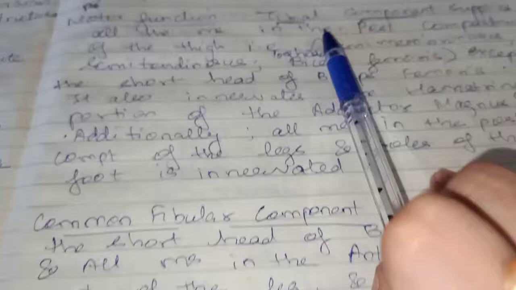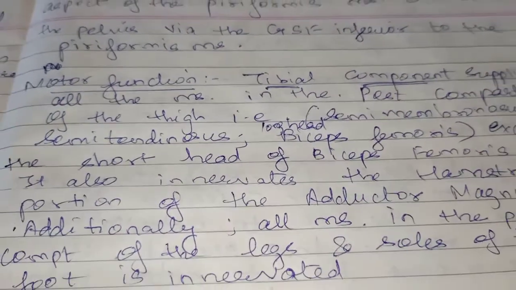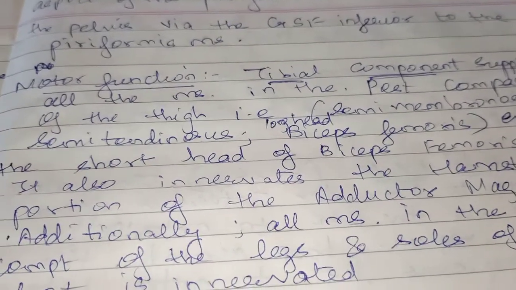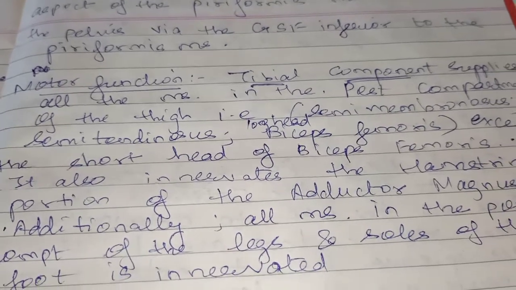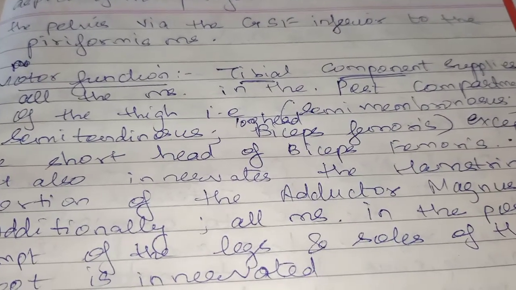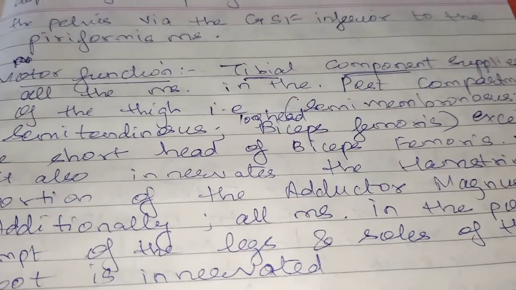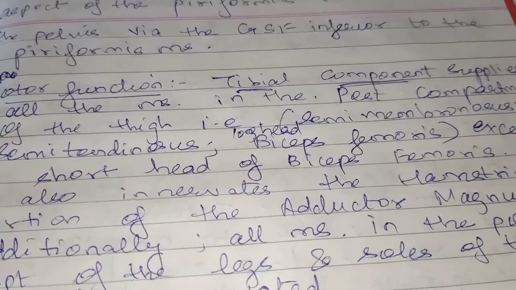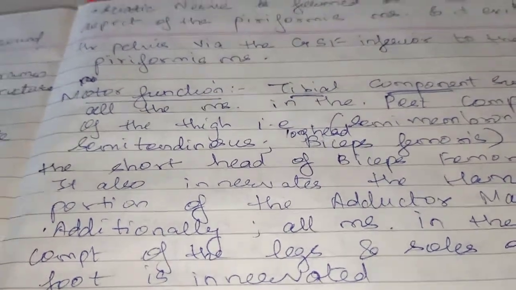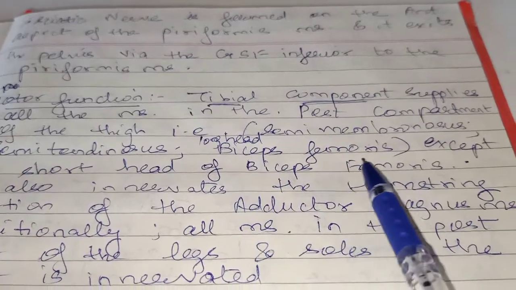Now we'll see the functions. The motor function, we'll see what is the function of the tibial component. It supplies all the muscles in the posterior compartment of the thigh. So you have done this nerve in detail when you studied the lower limb. The muscles present on the posterior compartment of the thigh are supplied by the tibial component of the sciatic nerve. And which are the muscles? This is semimembranosus, semitendinosus and long head of biceps femoris.